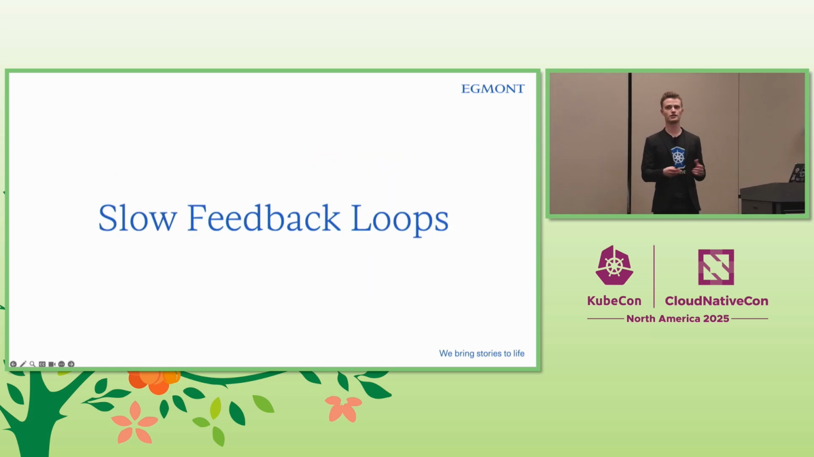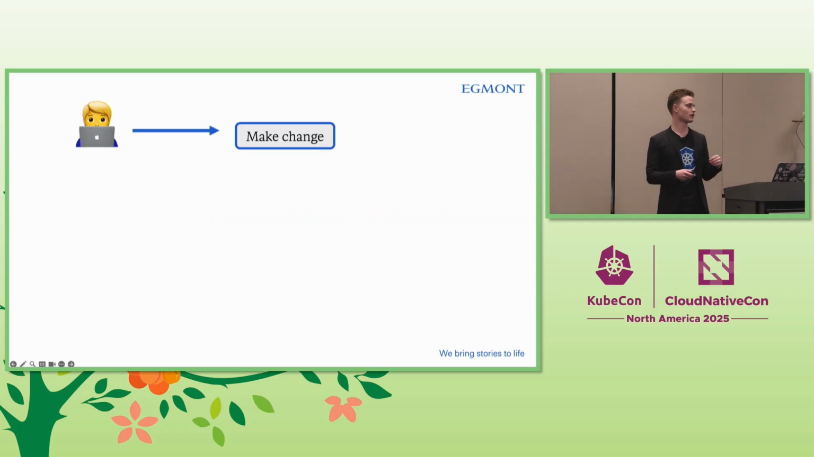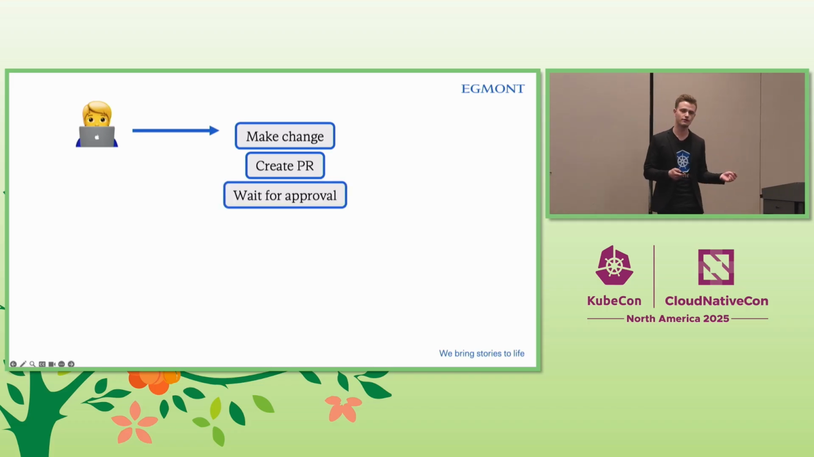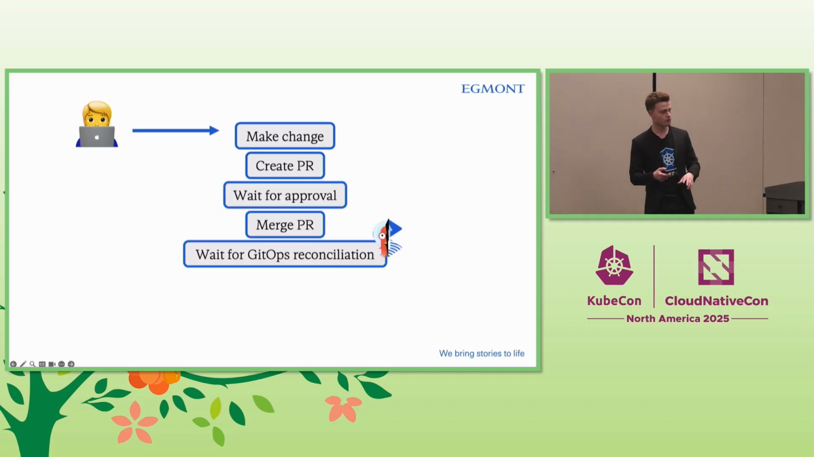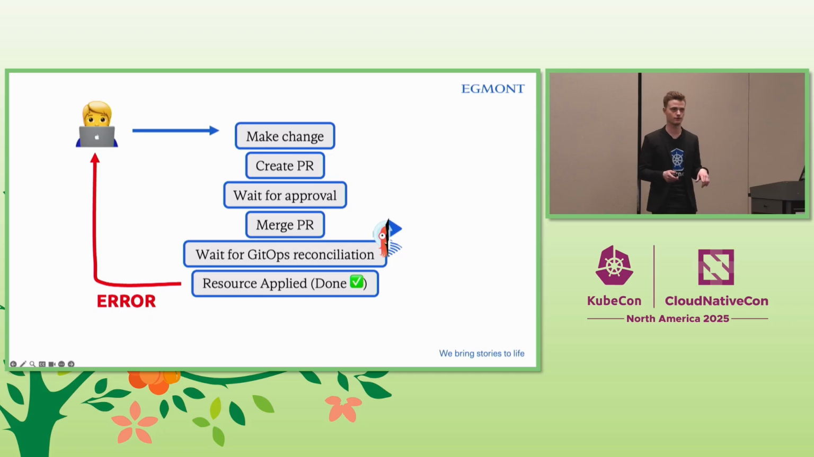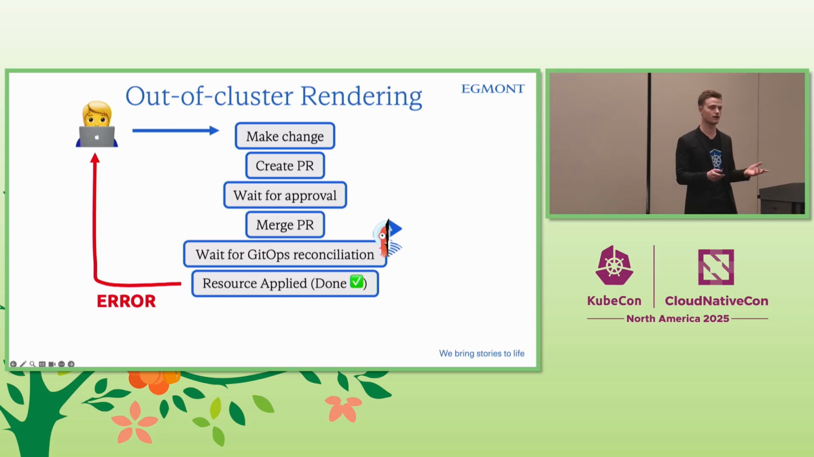And we are essentially all complaining about slow feedback loops. We are fairly used to this by now, that we have to make a change locally, and then we create a pull request for it, we wait for approval, and then we finally get it merged, and then after it's merged, we're waiting for the GitOps reconciliation step to kick in and actually do what it needs to do, and then we're done. Took a long time, and now it fails, and now we need to repeat and go back through that whole thing. Kind of slow, but the thing is, this is actually only the case in out-of-cluster rendering.